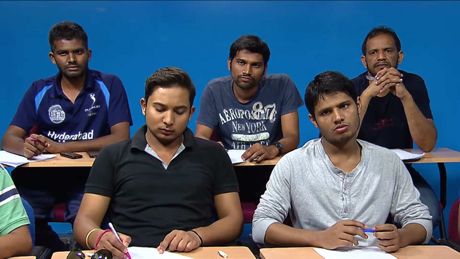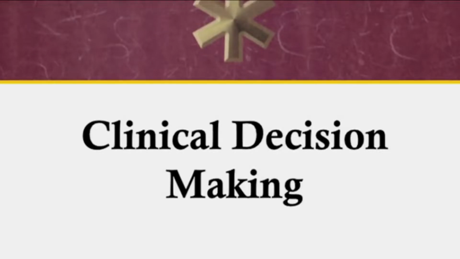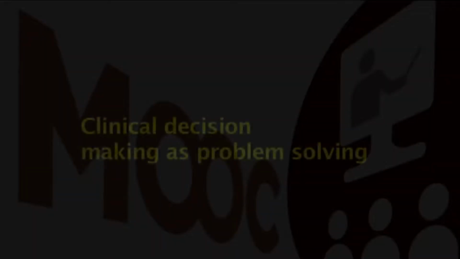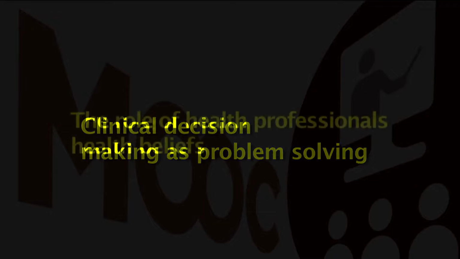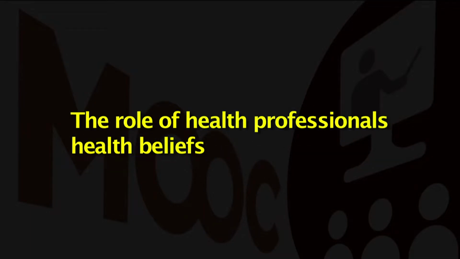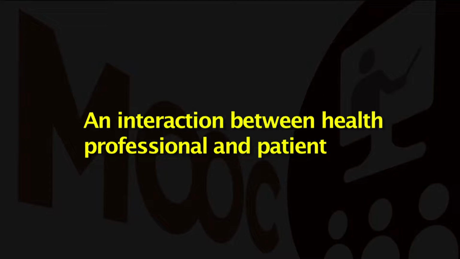According to the traditional educational model of doctor-patient communication that we have discussed earlier, this variability could be understood in terms of different levels of knowledge and expertise. However, this variability can also be understood by examining the other factors which may be involved in the clinical decision-making process. How do we explain variability? We are going to look at it from three perspectives. The first and foremost is clinical decision making as problem solving. The second perspective is going to be the role of health professionals' health beliefs, and the third perspective relates to an interaction between health professional and patient.